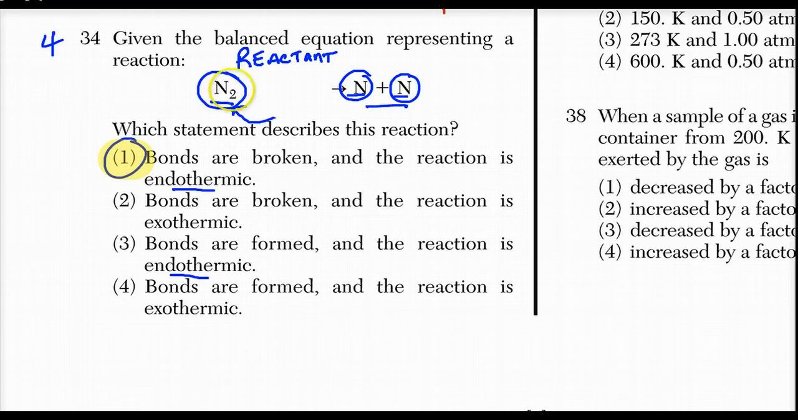So the bottom line is when things are bonded, they're stable. They have what? Stable electron configurations, noble gas. And when you break them, you need energy. To go from a low energy state to a higher state, you need energy. Okay, 35.